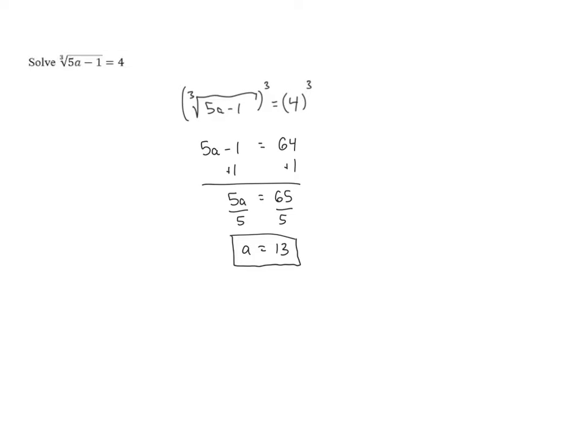And so when we're solving a radical equation where it's a cube root, we do not have to check for extraneous solutions. Whatever we end up getting is definitely going to be the solution. So here we have a equals 13, and that's our final answer.